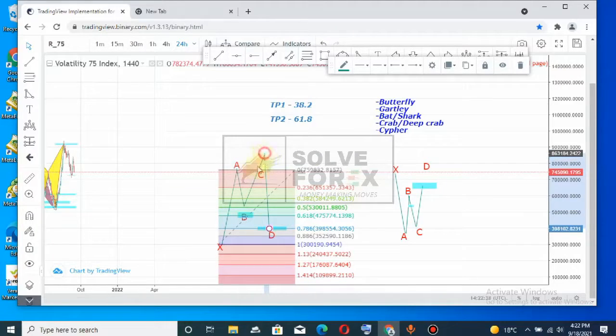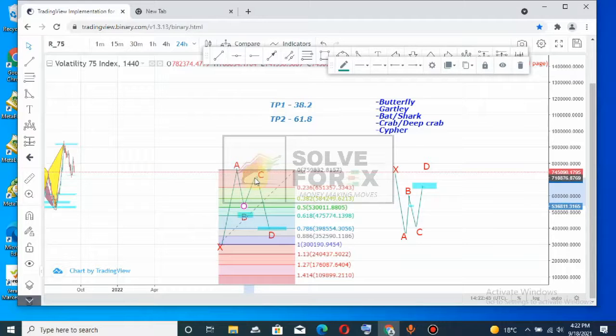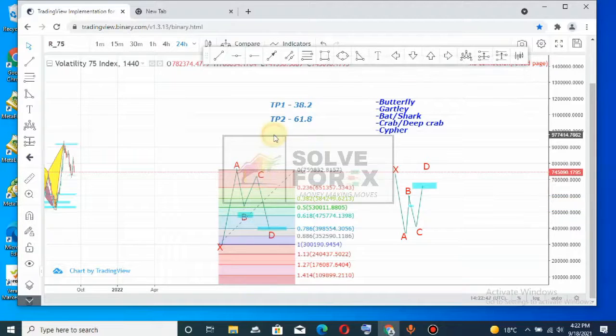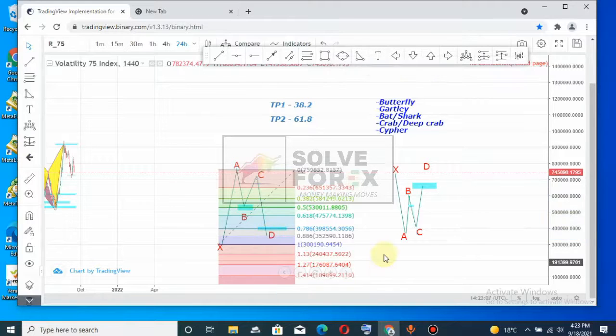But let's rather do bat pattern. If it doesn't break a high, but rather forms a second leg on your C point, then it's a bat pattern. But it must retrace on 50% on your apex. Right here you can see 0.5 means it's 50% on your apex. Doesn't break the high, then comes back. Your D point should be where? On 886. 886 is your D point. Then you look for your entries on D point.